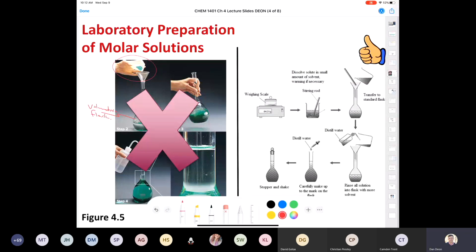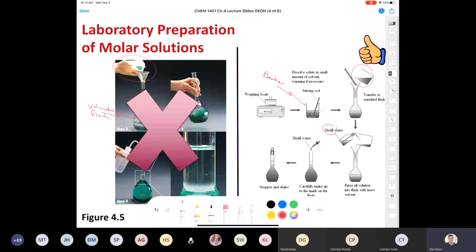The correct technique for making a solution is that you take your solid and weigh it out on a balance. That's step 1. Then you put the solid in a beaker and dissolve it in a small amount of the solvent, so not the entire volume that you need. The reason you do it in a beaker is that you can heat a beaker. You can take the stirring rod and smash it up, whatever you need to do. Once you've got it in solution, then you pour it in.